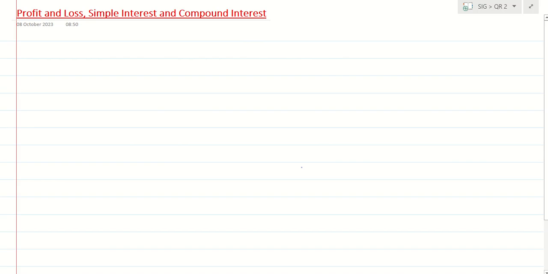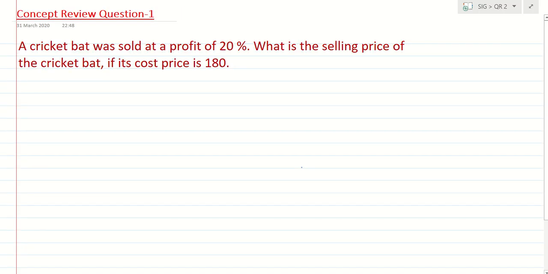Let's try to understand the questions also based on this. This is one simple question. I'll try one or two, and of course I'll give you homework. The question reads: a cricket bat was sold at a profit of 20%. What is the selling price of the cricket bat if the cost price is 180? Now you tell me, sold at how much? 20%. So do I know the cost price, the initial value? How much is the initial value here?